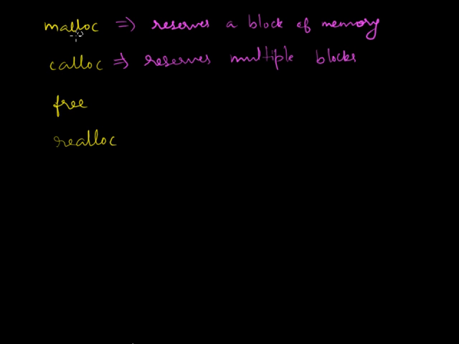Malloc and calloc do the same thing. They actually reserve memory, but malloc reserves one block and calloc reserves multiple blocks. Free, as the name suggests, frees memory allocated by malloc or calloc. And realloc reallocates memory. So if you run out of memory allocated using malloc, you can reallocate that memory to a wider space.